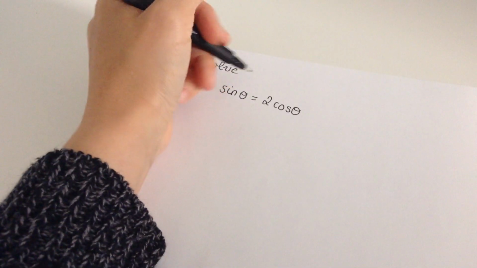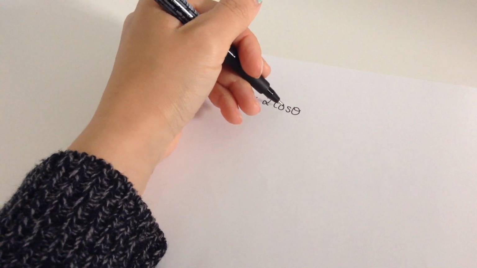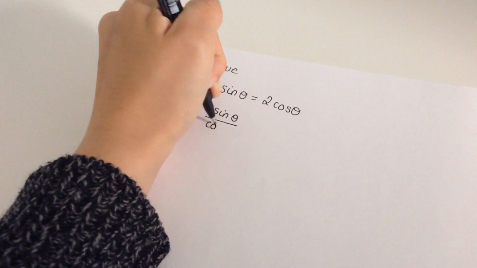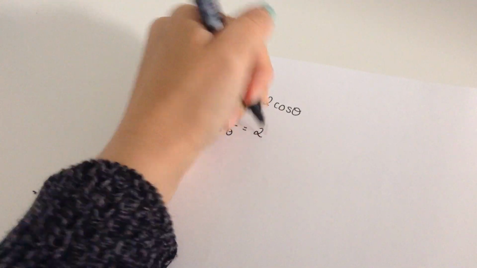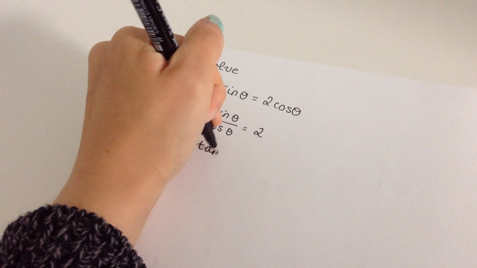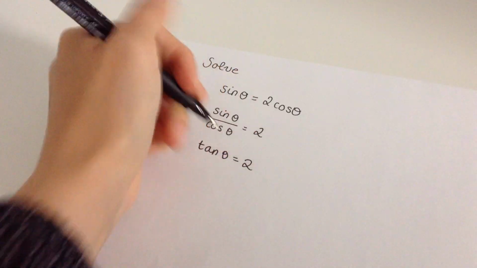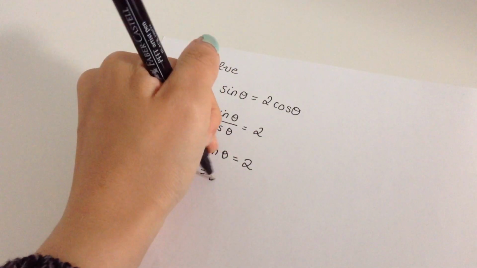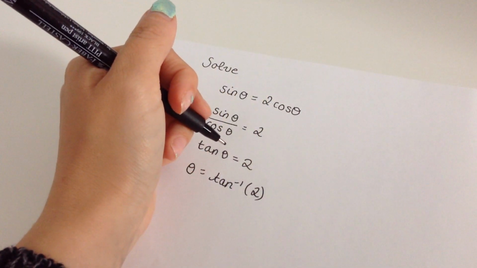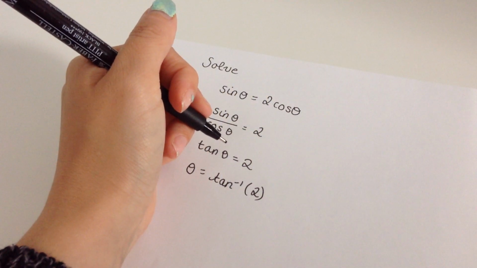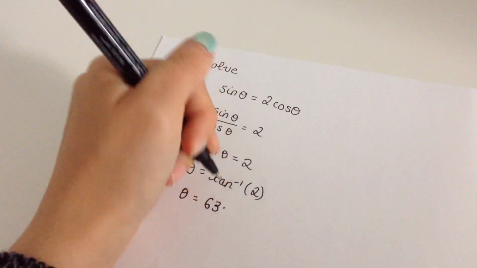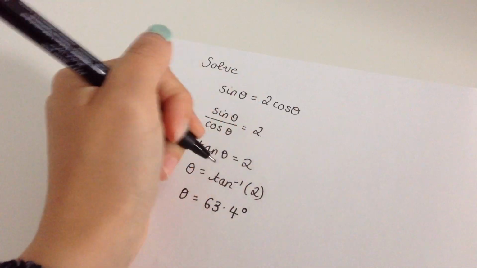So let's see. I'm thinking if I divide both sides by cos, that's quite handy because sine over cos is tan. If tan theta equals 2, then to get theta I just need to inverse tan the 2. Which is 63.4-ish, 3SF.